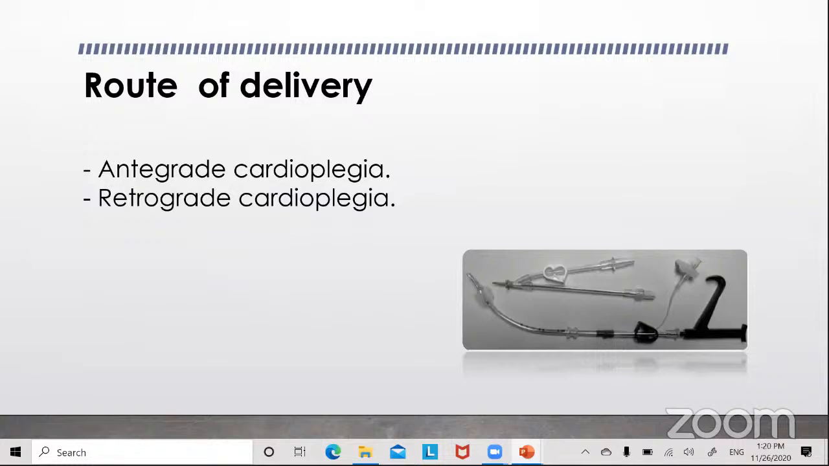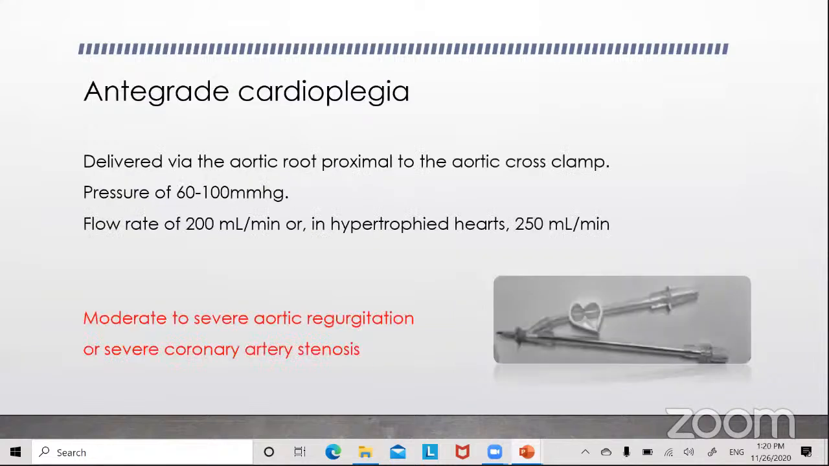The route of delivery can be antigrade, retrograde, or both antigrade and retrograde. Antigrade cardioplegia is delivered via the aortic route, proximal to the aortic cross clamp. The cannula contains a pressure line and a vent port to suction air and blood between infusions. It is given at a pressure of 60 to 100. Aortic pressure below 30 means that antigrade flow is insufficient. High aortic pressure, more than 100, may occur with extensive obstructive coronary disease.